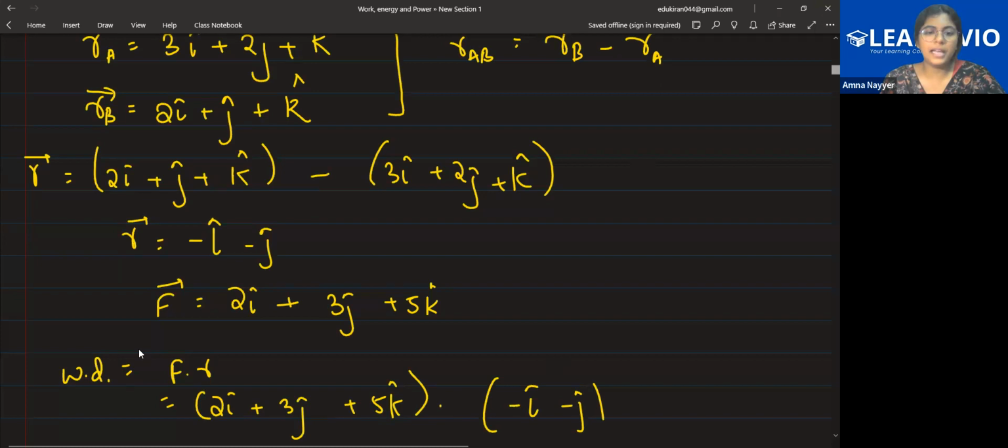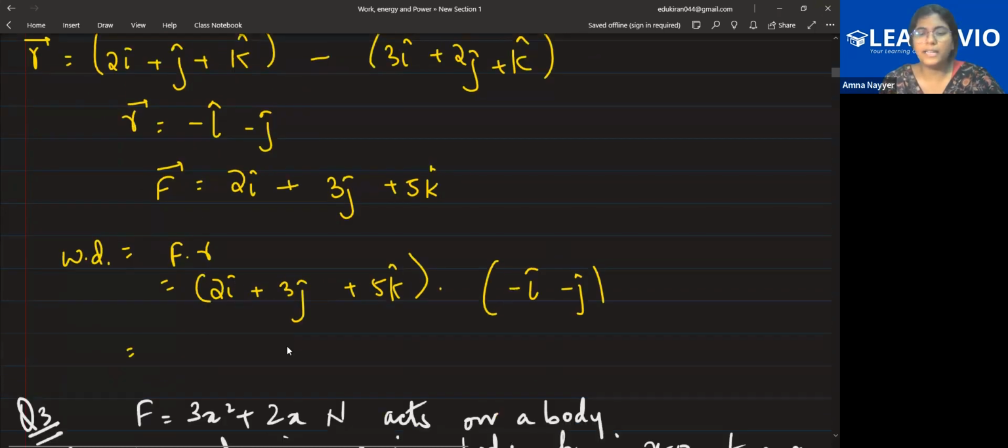So when you are multiplying, this becomes 2 into minus 1, minus 2. This is plus 3 into minus 1 is minus 3. Correct, minus 5 joules. Very good, Sana. Write it down, all of you. One more question you all can solve.